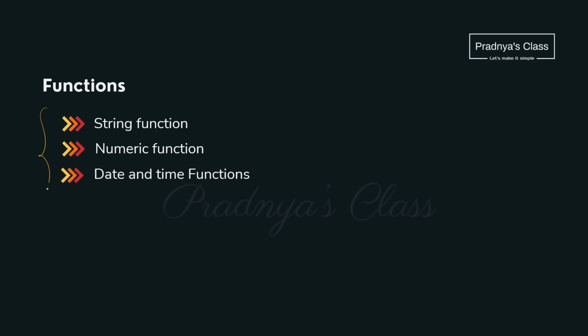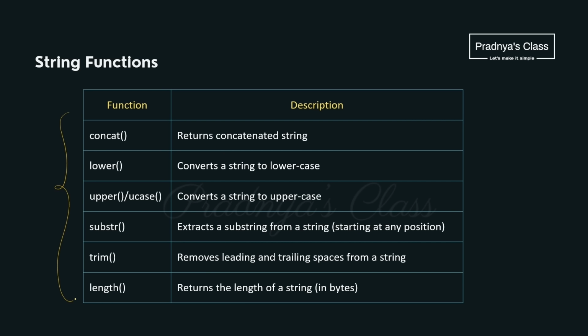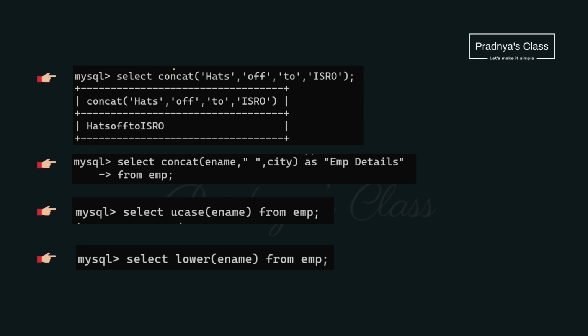There are some built-in functions which can be used with the select command: string functions, numeric functions and date and time functions. So here is a list of commonly used string functions: concatenate, lower, upper, substring, trim and length. Go through the explanation, you will understand it easily. Here are some examples. We are using the concatenate function on this. So look at the output. It got concatenated. If you want to apply this string function on any column, you can do it.